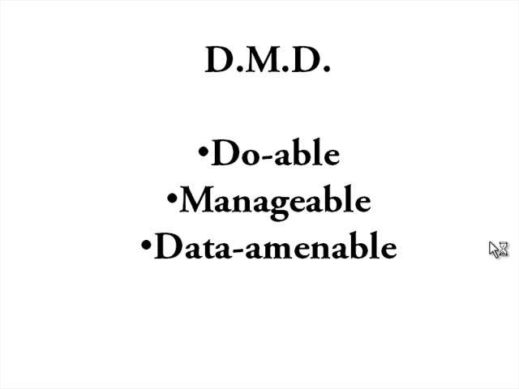Okay, to summarize, your research should be doable. You should be able to complete it with the resources you have, with the classes you have, with the support you have from your institution in the time available. It should be manageable. You need to control your research so that it doesn't become too long and drawn out. And it should be data amenable. You should be able to gather rich sources of data on which to base your conclusions. So DMD: doable, manageable, and data amenable. That's how to start your research process.